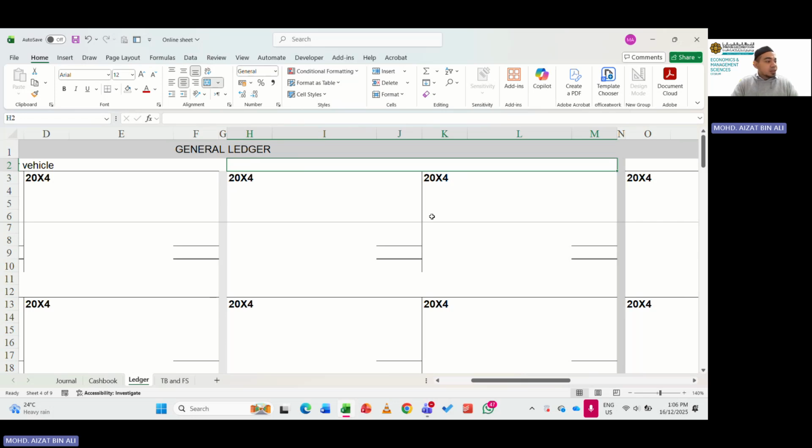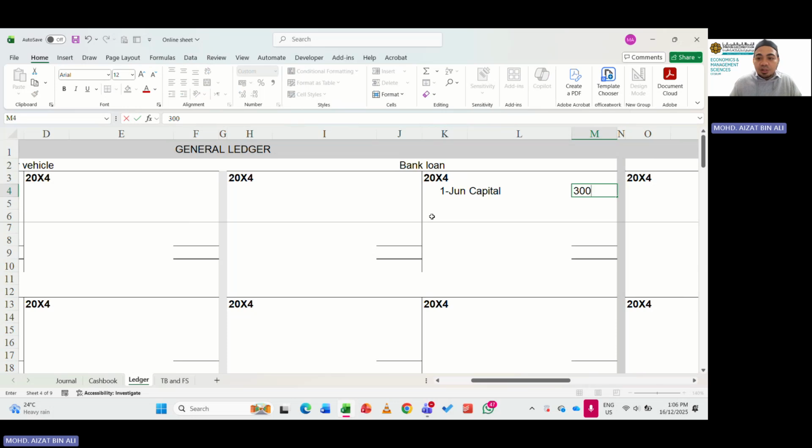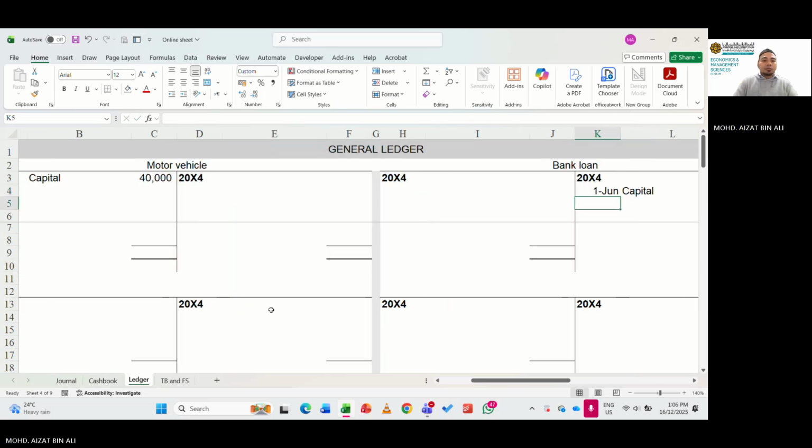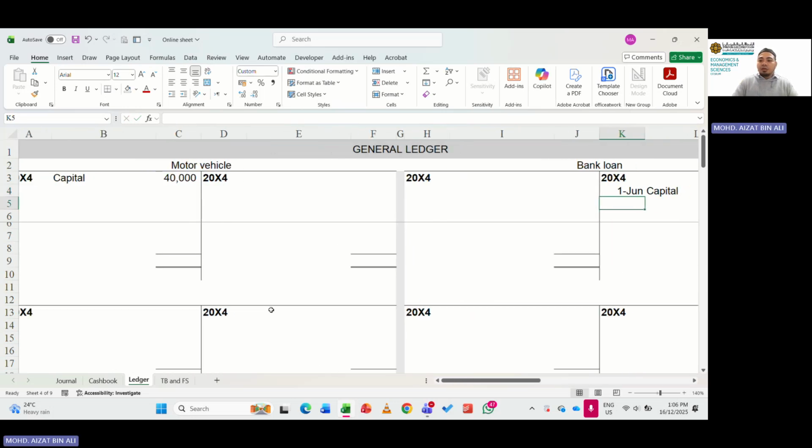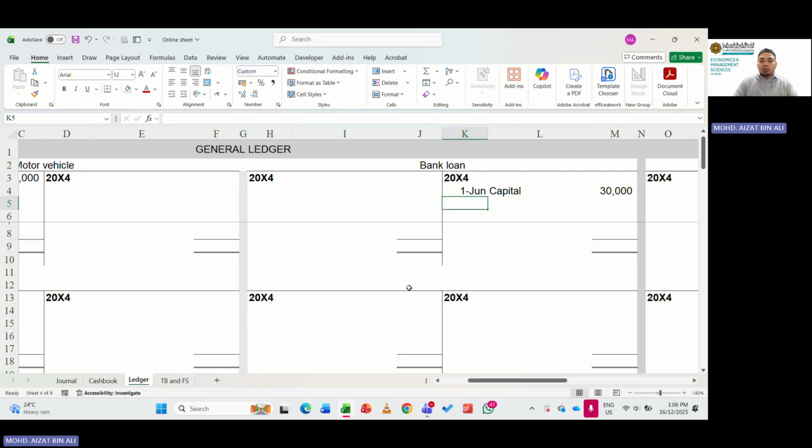Next is, sorry, loan. Let's open bank loan first. Let's follow the order. Bank loan, and the amount, sorry, 1st June, capital, 30,000 ringgit. And then let's open the capital account.